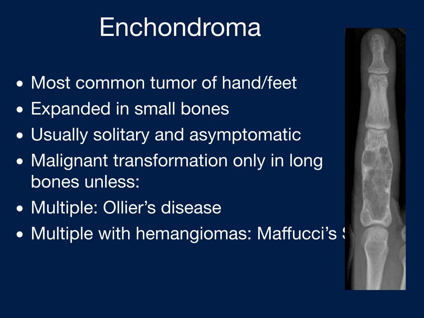If you see a lesion in a digit, you want to think of enchondroma because they're the most common lesion in the hands and feet bone. In the central skeleton, you have to consider lesions like chondrosarcoma. The expanded appearance in the digits make them look very aggressive, and they're usually solitary and asymptomatic. The only time malignancy is a concern in the digits is when they're multiple in Ollier's or Maffucci syndrome.